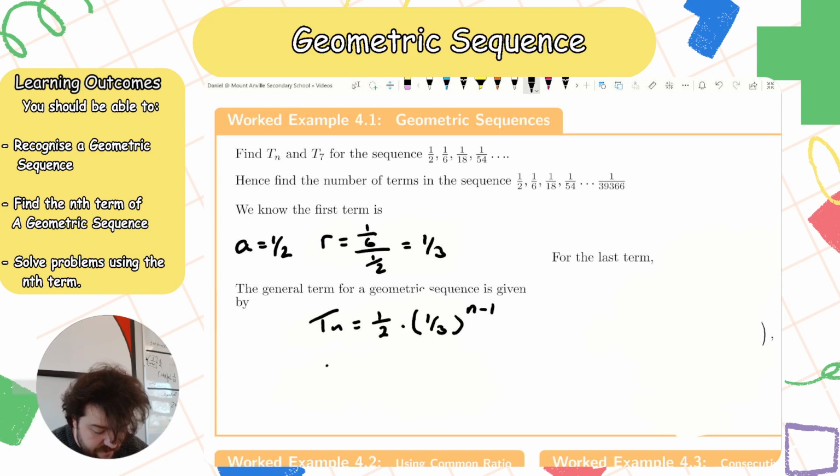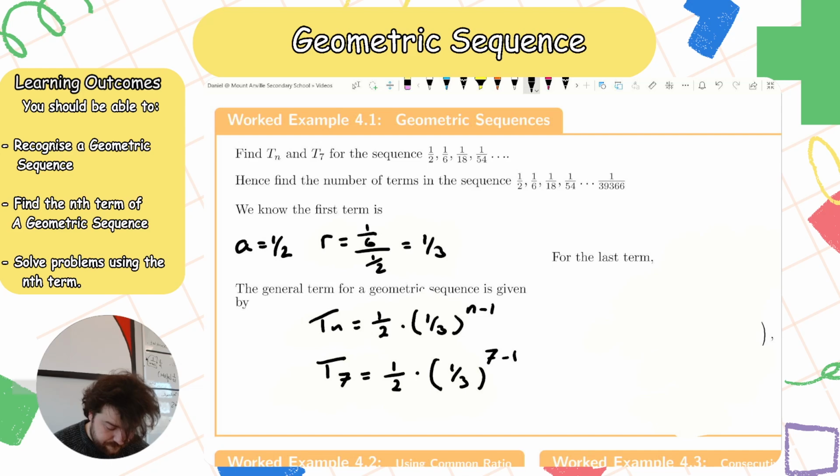Now to find T7, T7 is just going to be a half times 1/3 to the power of 7 minus 1, which is going to be a half times 1/3 to the power of 6. The seventh term will be 1 over 1458.